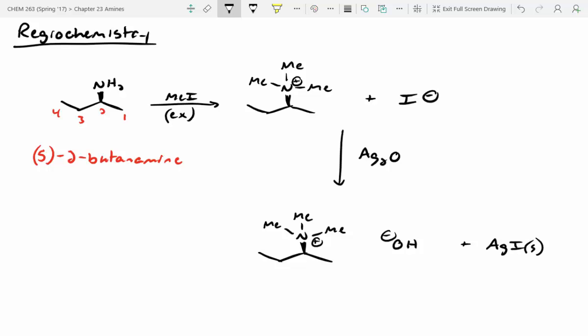All right. I have a question. Yep. Is it still a stereocenter at that point? Yes, it is. Right, because it's just this carbon that's the stereocenter. The nitrogen's not a stereocenter, but the carbon is.